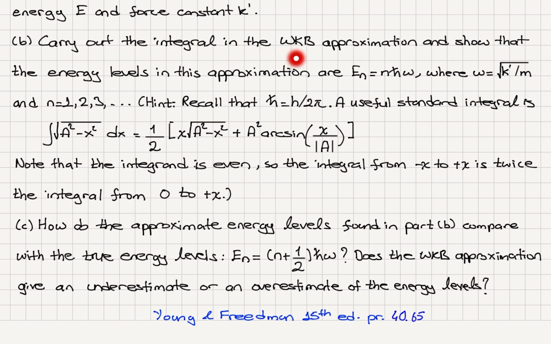Carry out the integral in the WKB approximation and show that the energy levels in this approximation are n h bar omega, where omega is the square root of K prime over m and n is 1, 2, 3, etc. Hint, recall that h bar is h over 2 pi. A useful standard integral is the integral of the square root of a squared minus x squared dx, which is 1/2 [x square root of a squared minus x squared plus a squared arc sine of x over the absolute value of a]. Note that the integrand is even, so the integral from minus x to plus x is twice the integral from 0 to plus x.